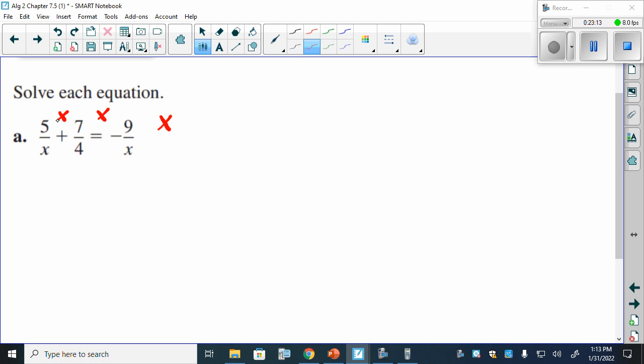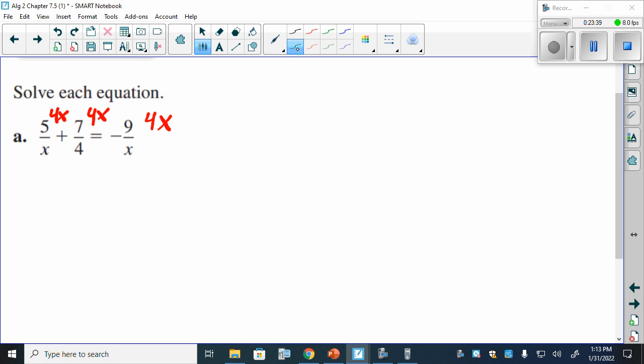Well, that x would also simplify the 5 over x. The x in top and bottom would simplify. Is there anything else that we need? The 4. Because the 4 would simplify the denominator in our middle rational expression. So we would need to multiply all 3 terms by 4x.